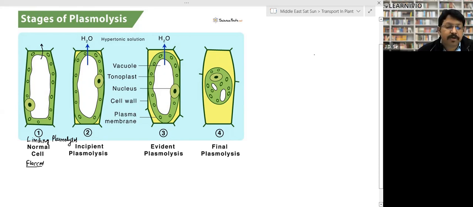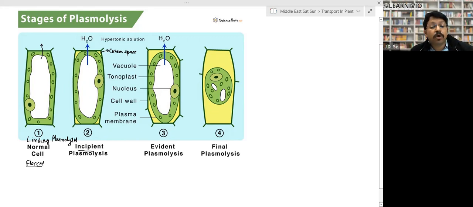What will happen when the concentration of the outer solution increases further? More water comes out from the protoplasm and vacuole. The protoplasm will start leaving the cell wall at the corners, creating space. This stage is called incipient plasmolysis.